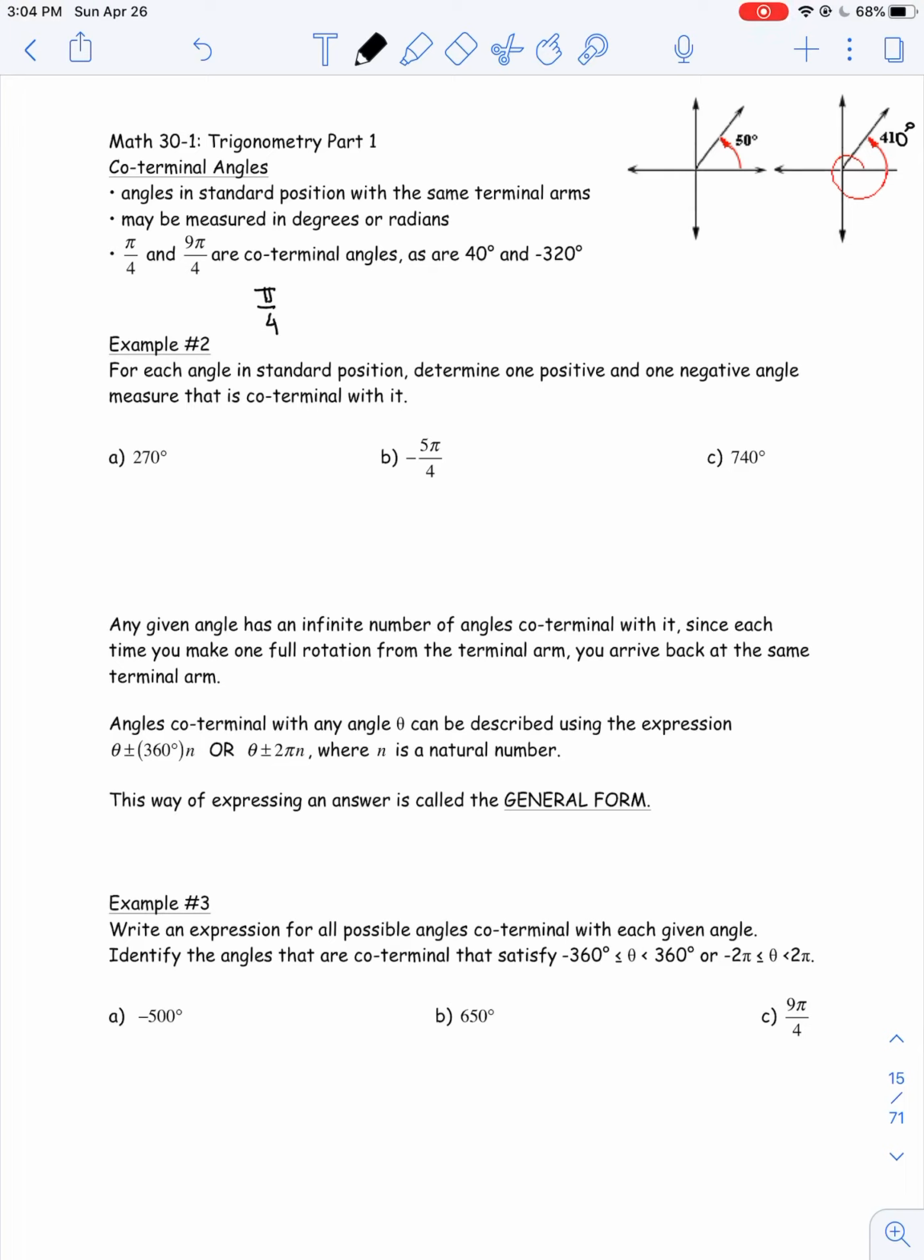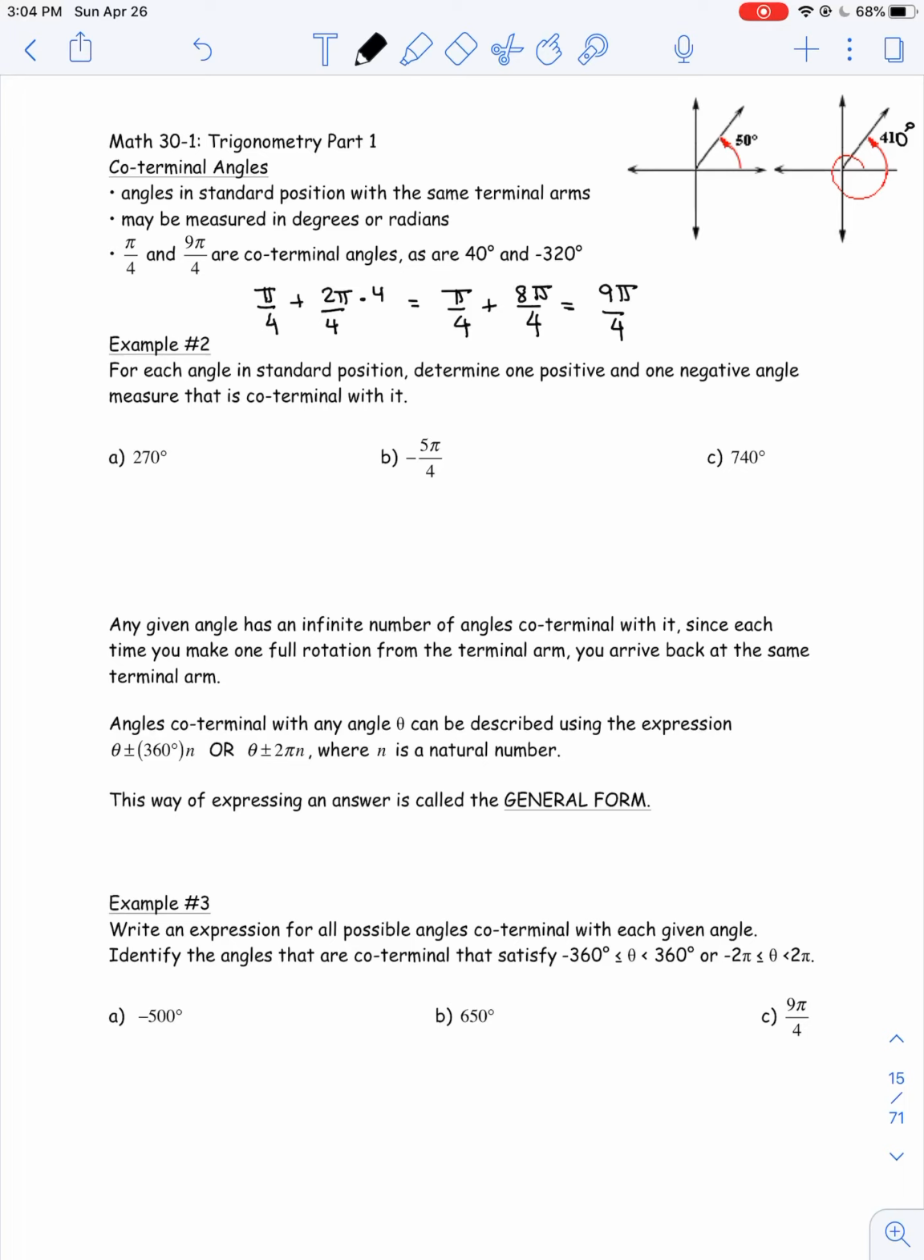Now, in this case, I'll show you why pi over 4 is coterminal with 9 pi over 4. Well, what we're going to do is add 2 pi, which is the equivalent of 360. So I want to work with fractions, so what I'm going to do is get common denominators. I'm going to multiply the bottom by 4 and the top by 4. So that's going to be pi over 4 plus 8 pi over 4, and that gives me 9 pi over 4. So by adding 2 pi or subtracting 2 pi, you get to the next coterminal angle. Okay, so that will happen also with 40. If I subtract 360, I get to negative 320 degrees.